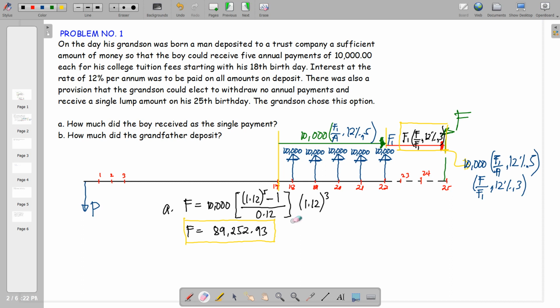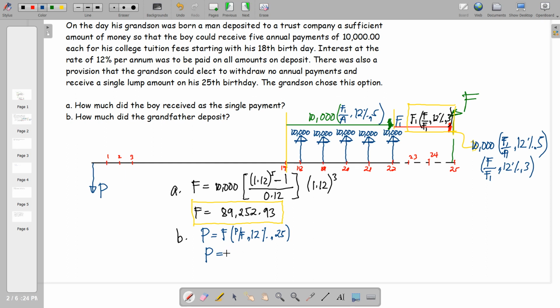So if we know this future, then it would be very easy for us to determine P. Say letter B, we'll just use the compound interest wherein the future will be brought to the present. Say P here is equal to F times finding P given F at 12% at 25 periods.